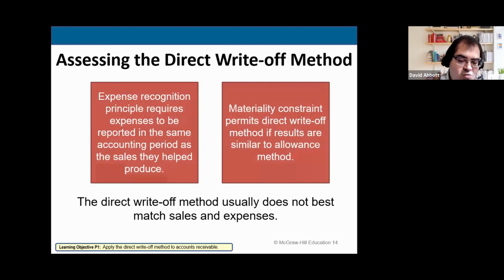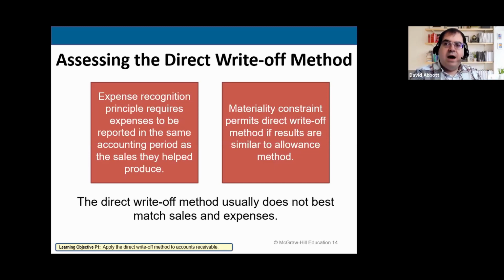Companies weigh at least two concepts when considering use of the direct write-off method. The first would be the expense recognition requires expenses reported in the same period as the sales that they help to produce. Now, the direct write-off method usually does not best match sales and expenses because bad debts expense is not recorded until an account becomes uncollectible, which usually occurs in a period after the credit sale. And also the materiality constraint that we talked about permits use of the direct write-off method when its results are similar to using the allowance method.